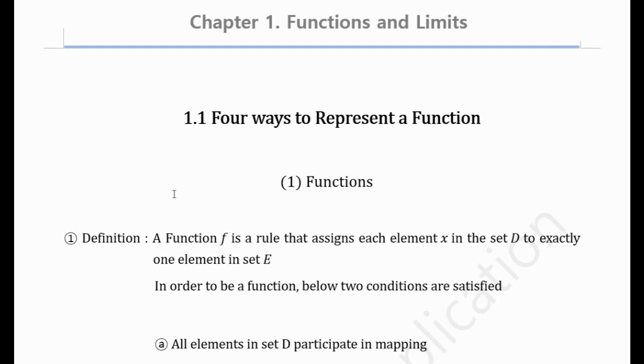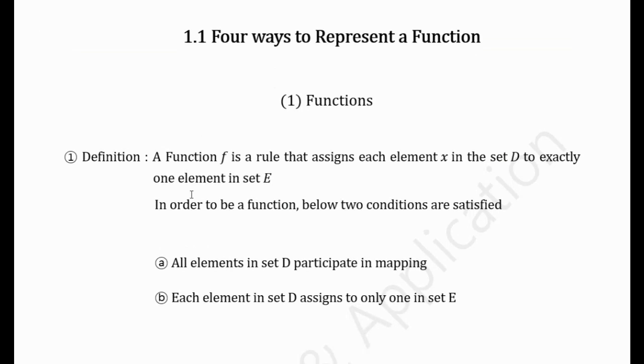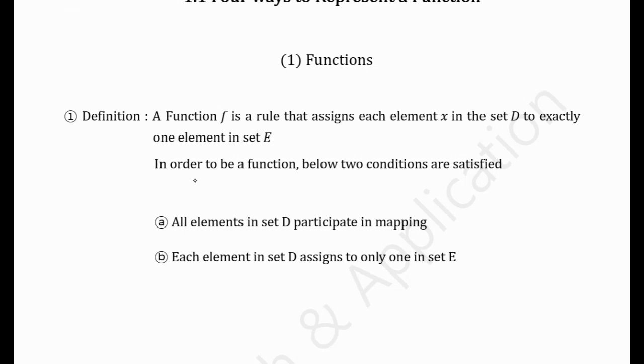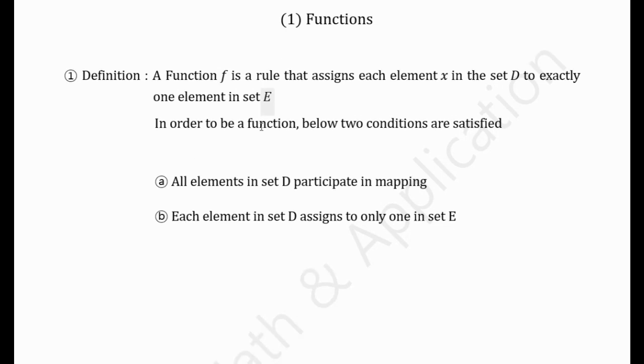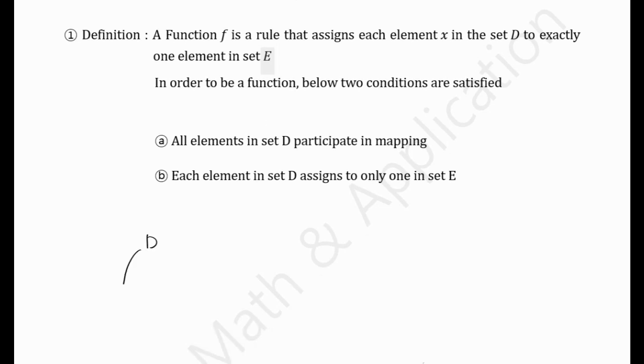Today I'm talking about 4 ways to represent a function. We have to define the function. The function f is a rule that assigns each element x in the set D. We have set D, and inside D we have element x assigned to exactly one element in set E.